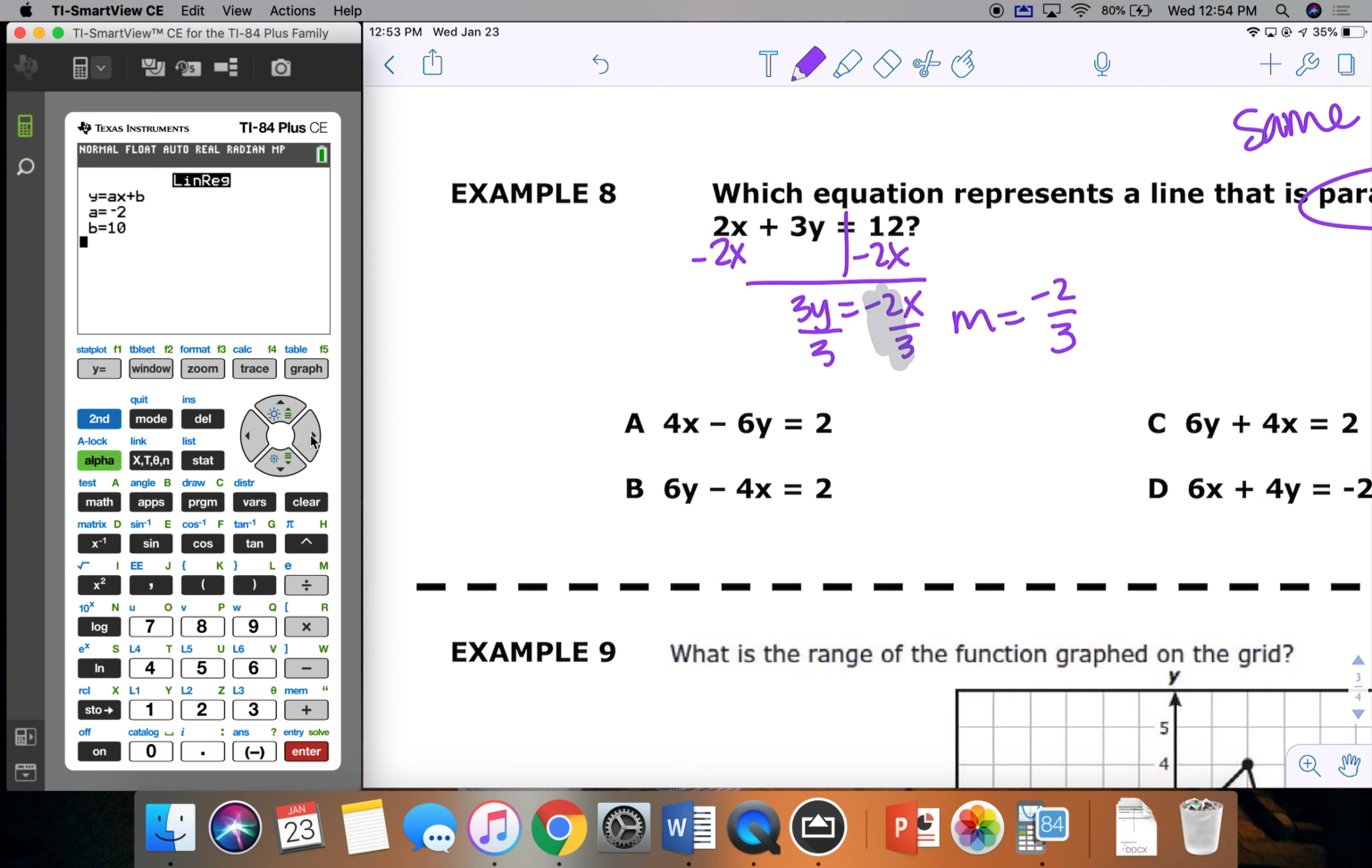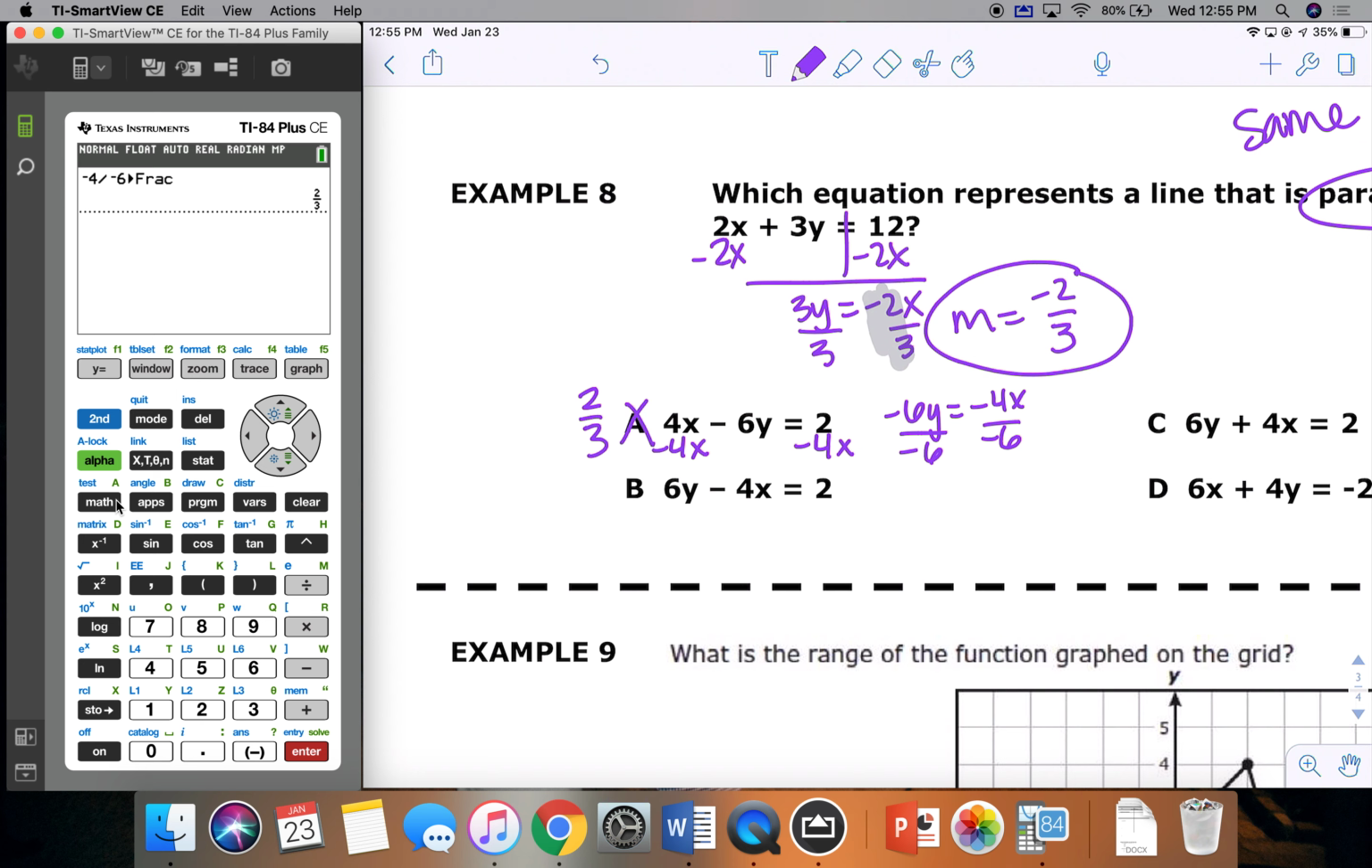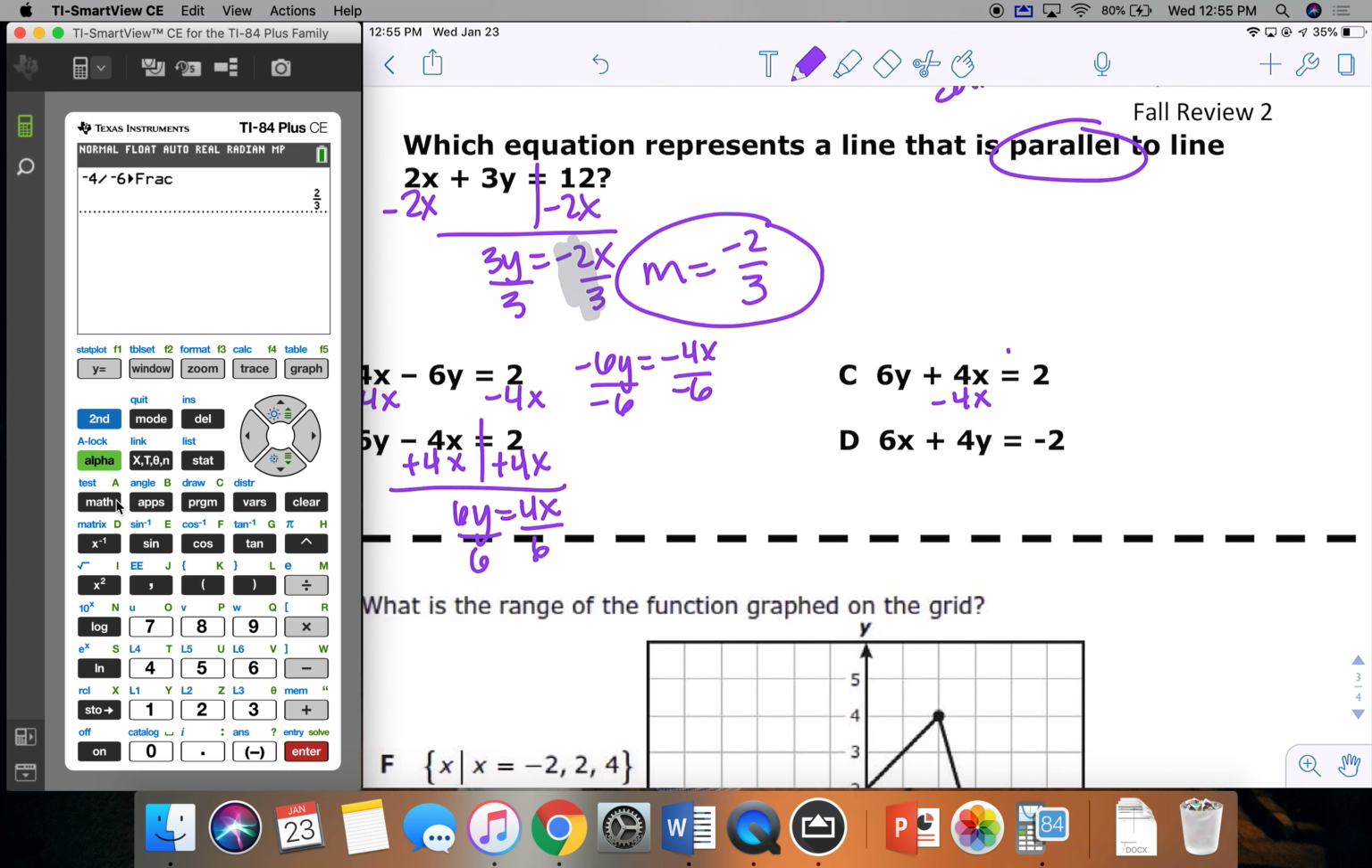So for part A, I'm going to move 4x. So -6y equals -4x. Divide by -6. -4 divided by -6, math, enter, is 2/3. But I need a negative, so A is not my answer. B, move x. So 6y equals 4x, divided by 6. We just did 4 divided by 6 is 2/3. Again, not a negative.